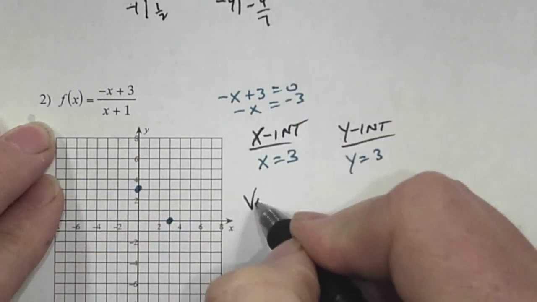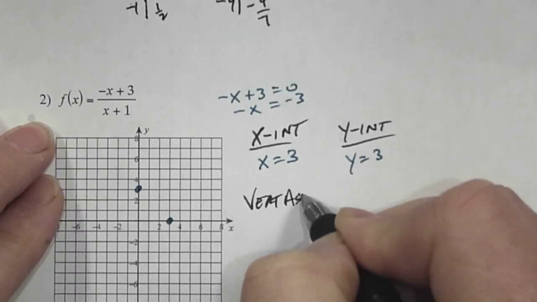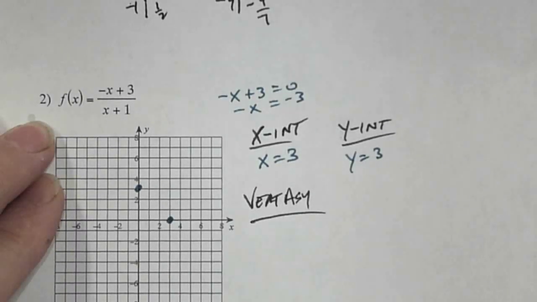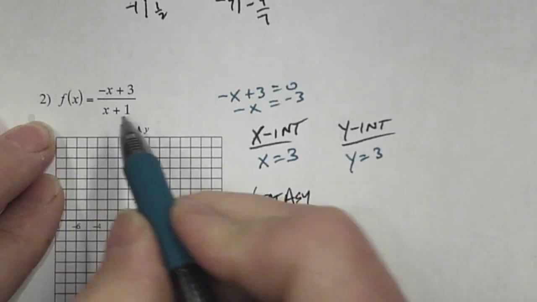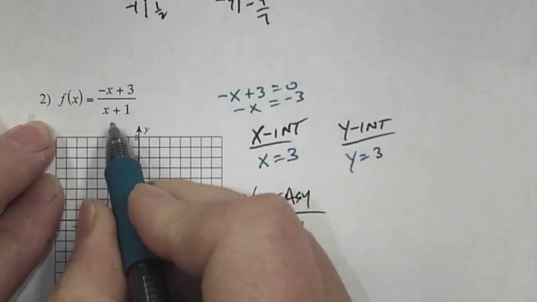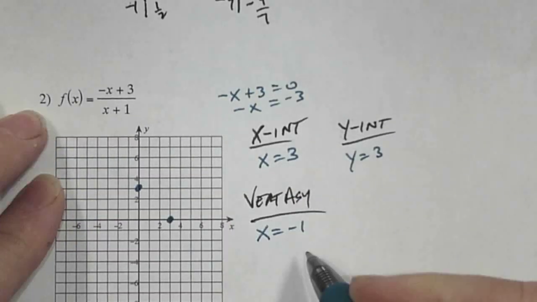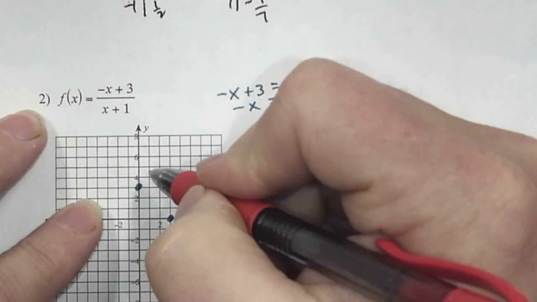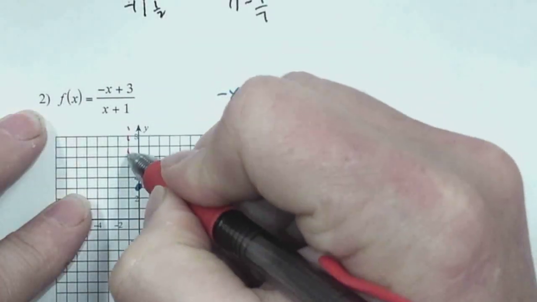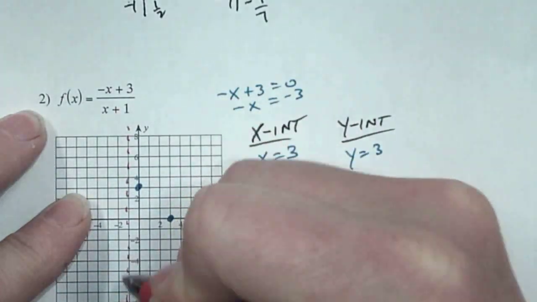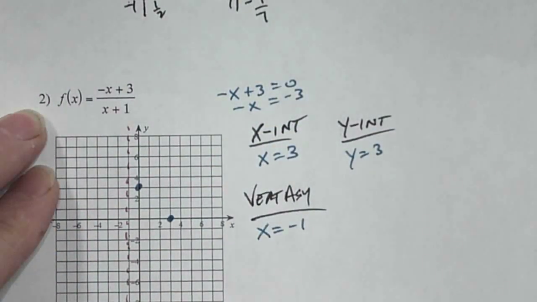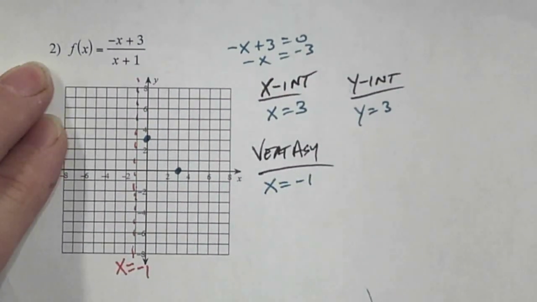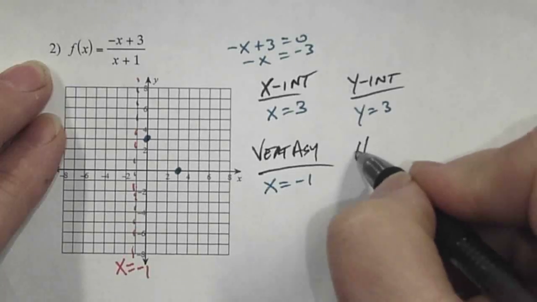Nothing cancels, no holes. I should have said that earlier, but the vertical asymptote is when the denominator is 0. That's easy. X is negative 1. When will the denominator be 0? Negative 1. So we're going to put a border at x equals negative 1 right here. What do you think? Negative 1. Okay.